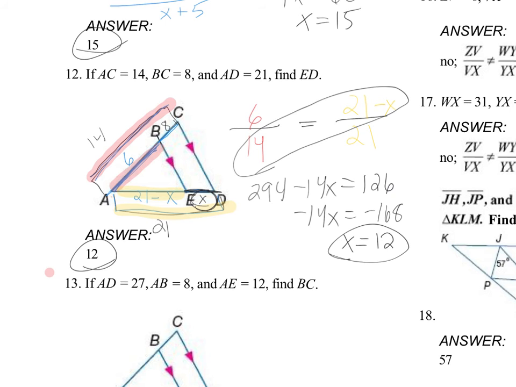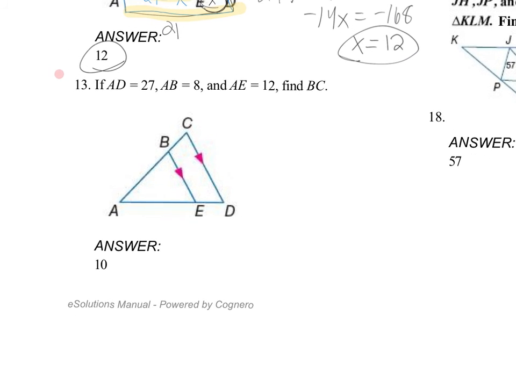And let's look at our last one here, number 13. Write down the given information. So we see that A to D, this whole distance, is 27. A to B, so from here to here, is 8. And then from A to E, just from there to there, is 12.